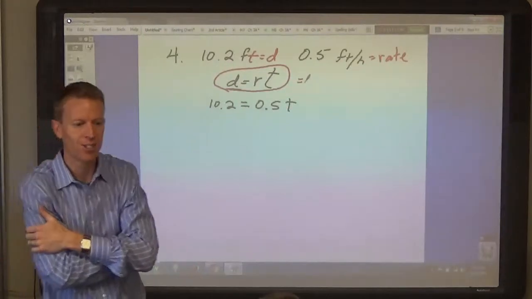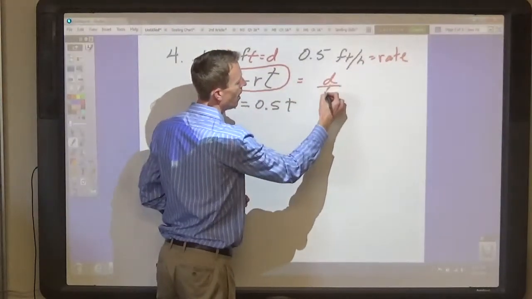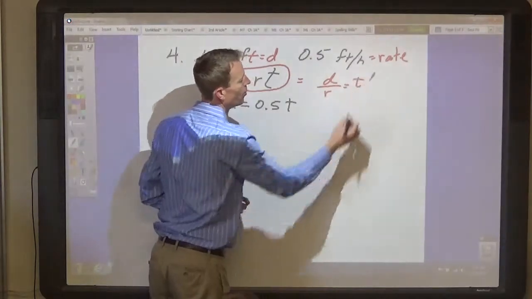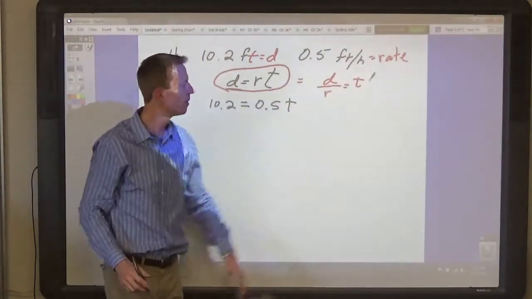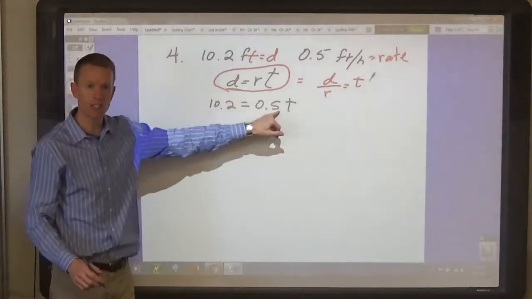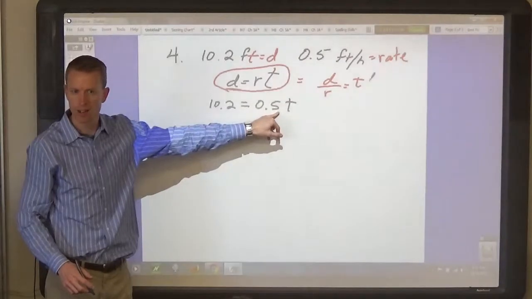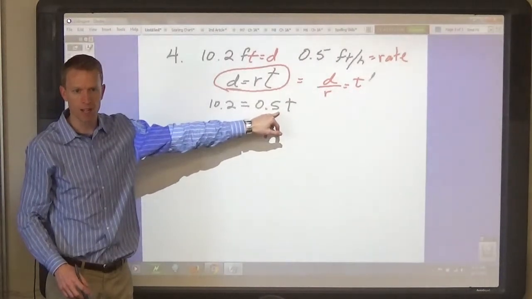Great. How would you do that? D divided by R equals T. We transformed the formula and solved it for T. Okay? Now, we can also do the same thing and just solve this as an equation. How do we do that? How do we get T by itself?